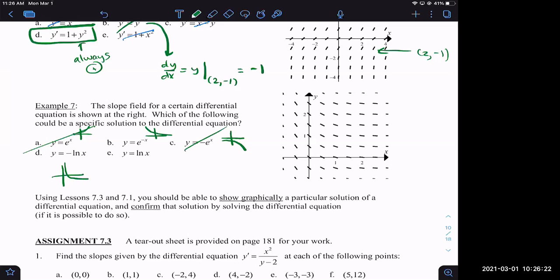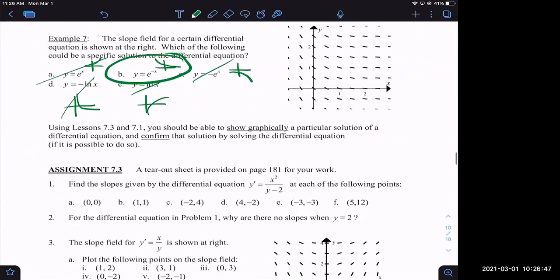Ln of x is only defined for positive values of x. And here we have values over here, so it can't be there because it's not defined for negative values of x. So it doesn't work there. And then ln of x, kind of the same reason. So yeah, this one is B. It's the only graph that we could actually sketch on top that would fit the slope fields.